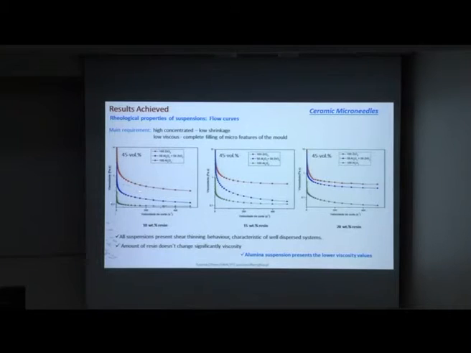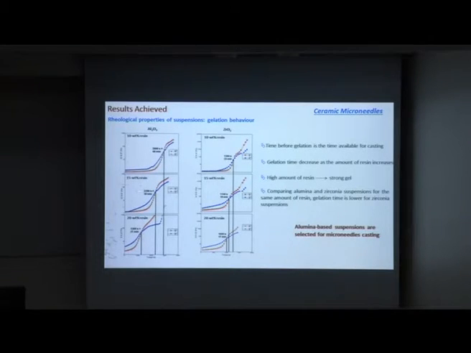If we look at different samples with different amounts of resin, we see that the amount of resin doesn't change the viscosity significantly, which means that we have compatibility between all components in suspension. And the alumina suspensions are the ones that present the lowest viscosity, which should be the most appropriate for casting the micromolds.